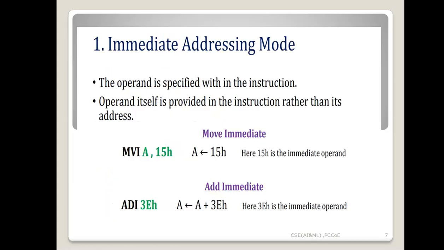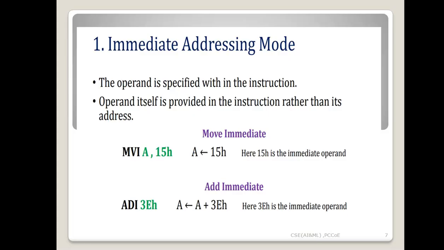The very first addressing mode is the immediate addressing mode. In immediate addressing mode, the operand is specified within the instruction. The operand itself is provided in the instruction rather than an address. So it is not stored in any memory location or in a register. The operand is present in the instruction itself.